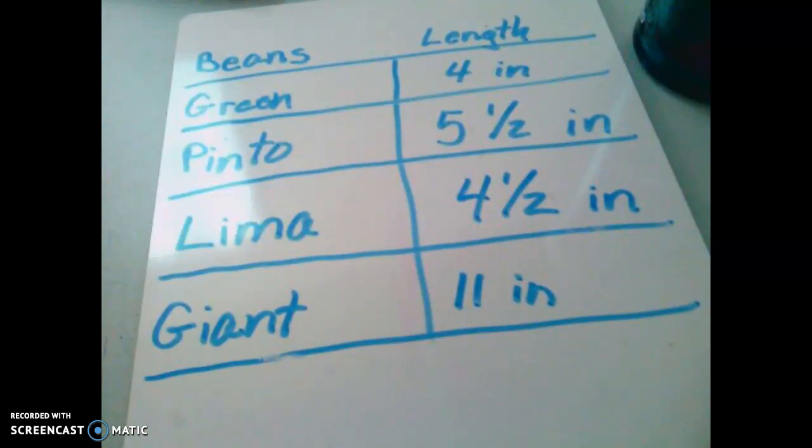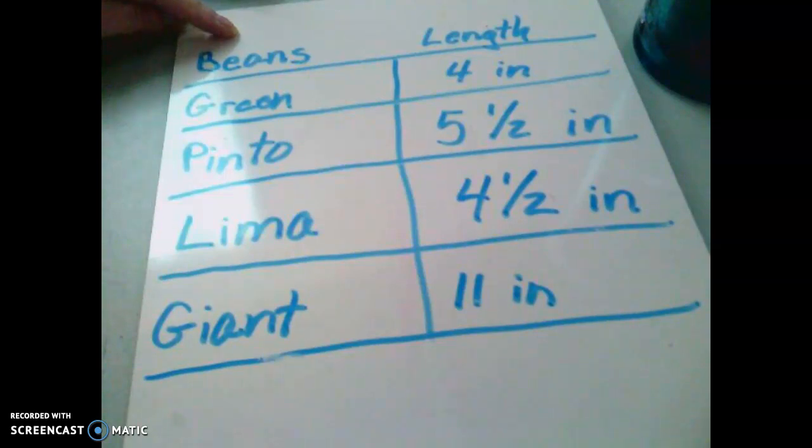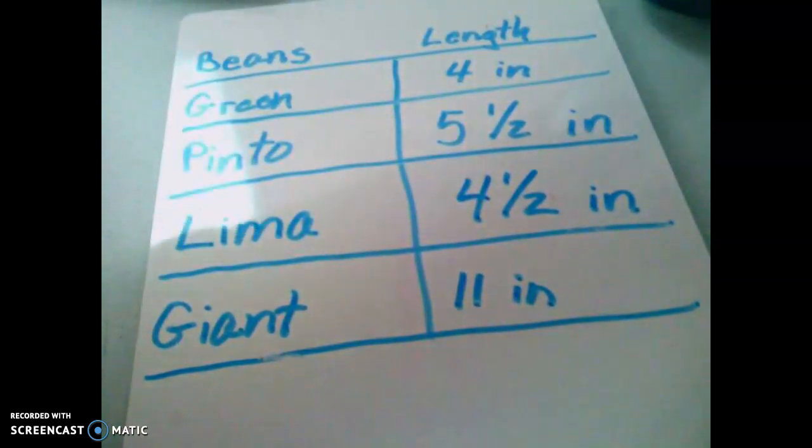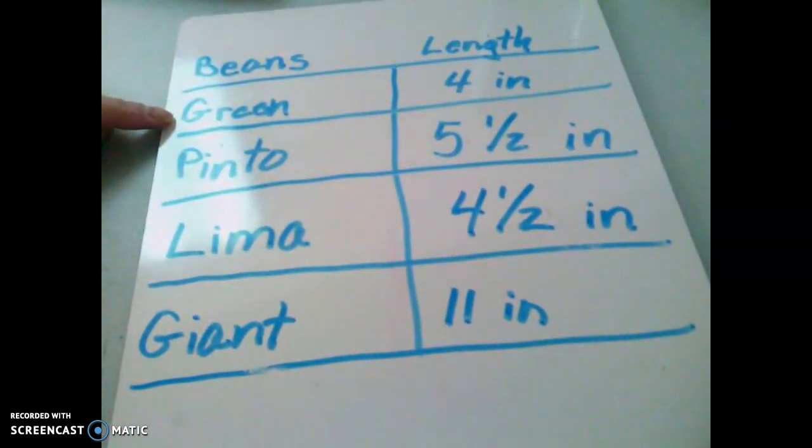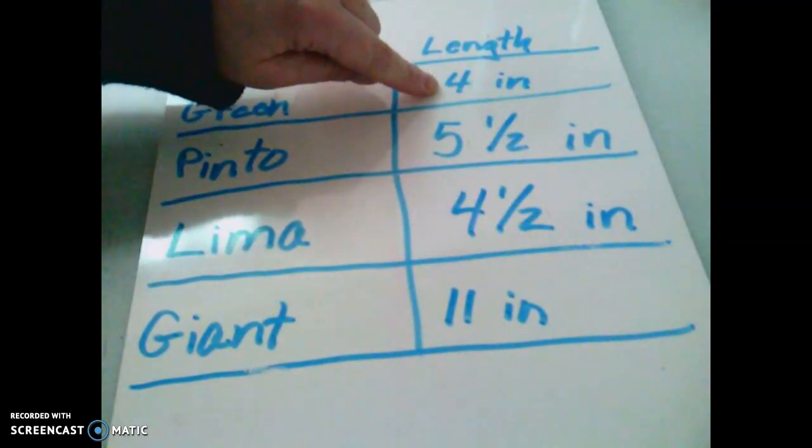Hey kiddos, today we are going to talk about reading some data in a table. So I made up a little table here, and it's all about beans and the length of beans. And I'm going to be honest, I made them up because I don't know how long any of these beans are supposed to be. So I said green beans are 4 inches.